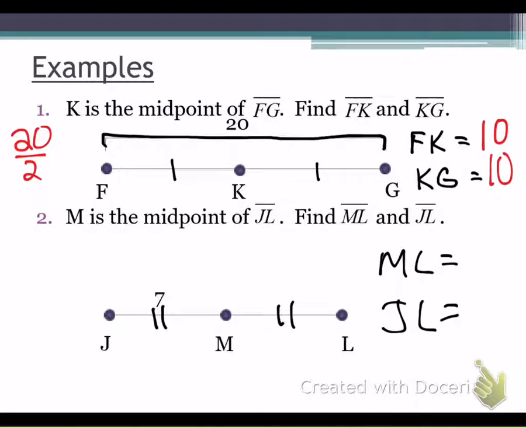Depends which one you're doing, but yes. So if this side is 7, JM, and I'm telling you they're the same because M's right in the middle, how long is this one? Also 7. So for that one, you don't really have to do any math. And then for the whole thing, yes, you could multiply 7 by 2, or you could add 7 and 7. Same idea. Either way, what do you get? 14. Good.